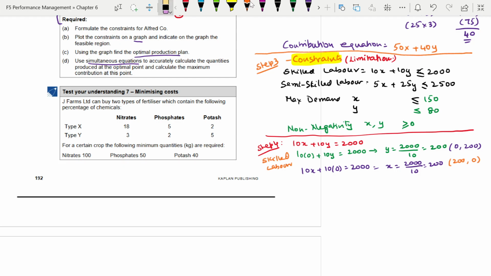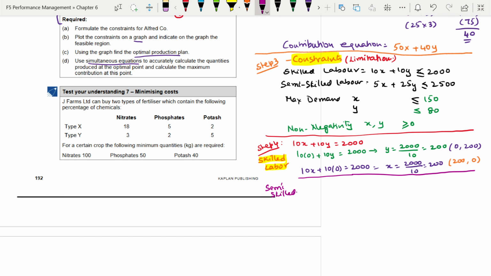Is it right? This is for skilled labor. And similarly, we have to do it for semi-skilled. I'll put a small dash here, so that then you have to do it for semi-skilled.